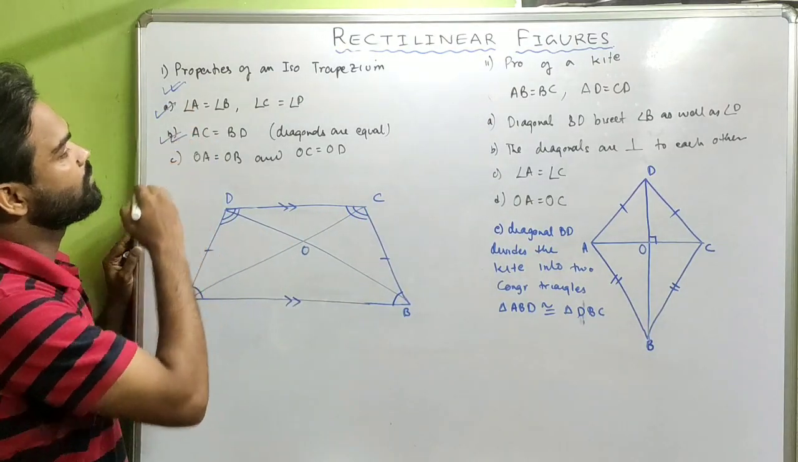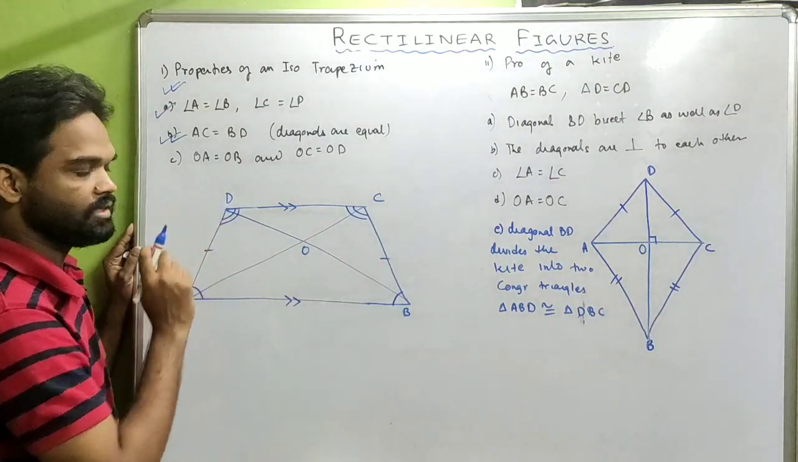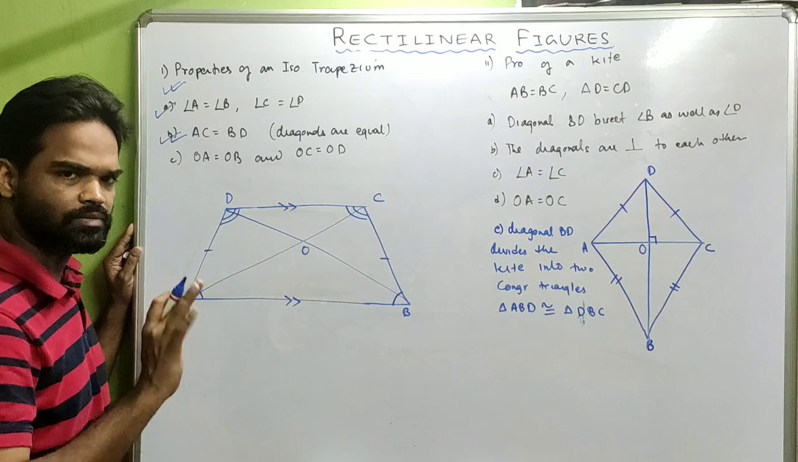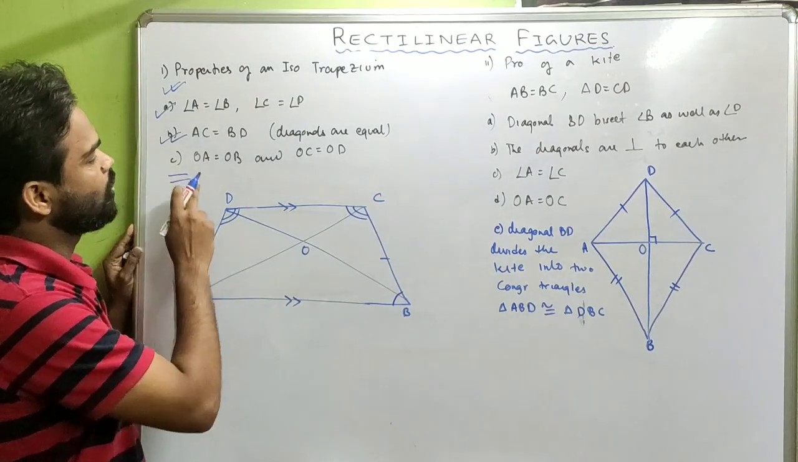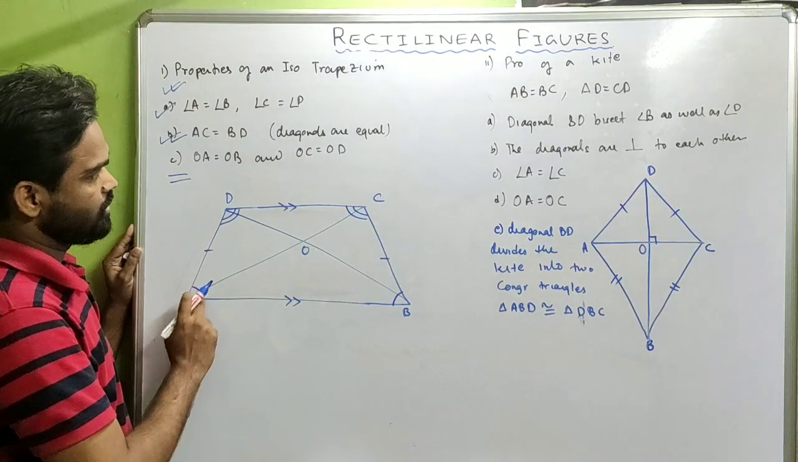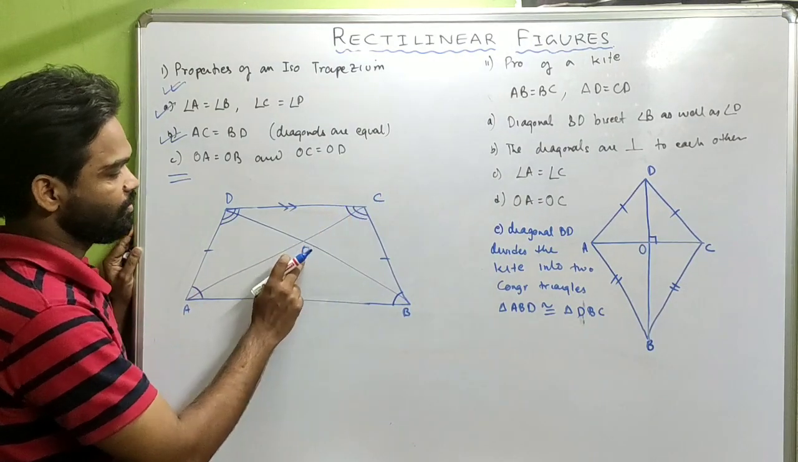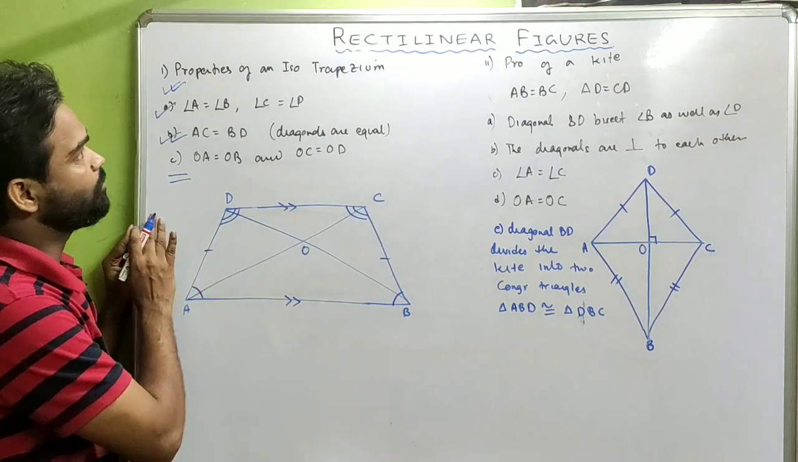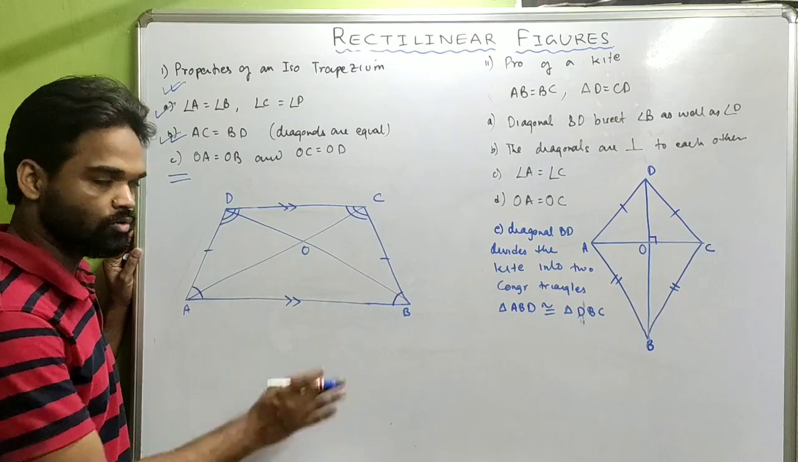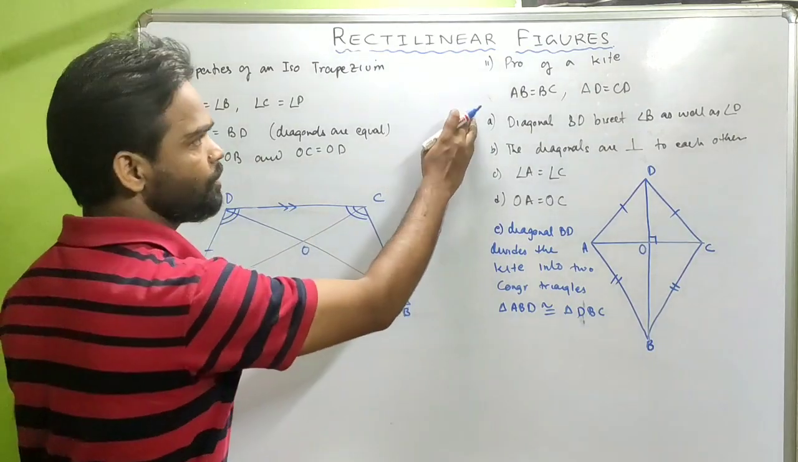The second one, the diagonals AC and BD will be equal in length. We can prove by congruency. And next, OA is equal to OB and OC will be equal to OD. Remember that, okay? Those are the properties of an isosceles trapezium. When we do the sums, we'll use the properties. Then properties of a kite.